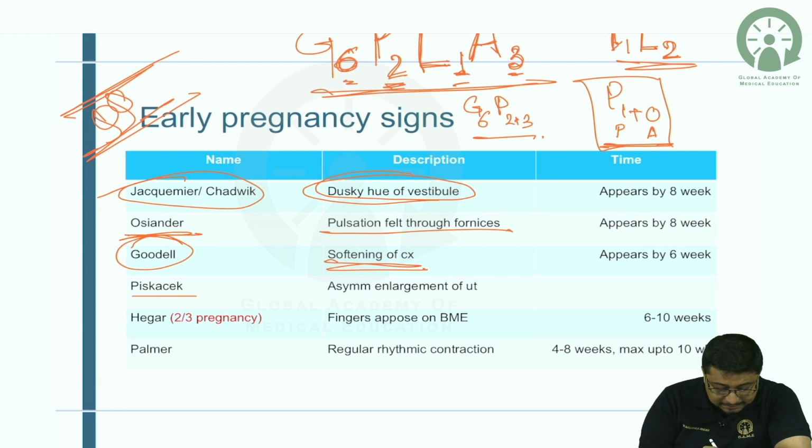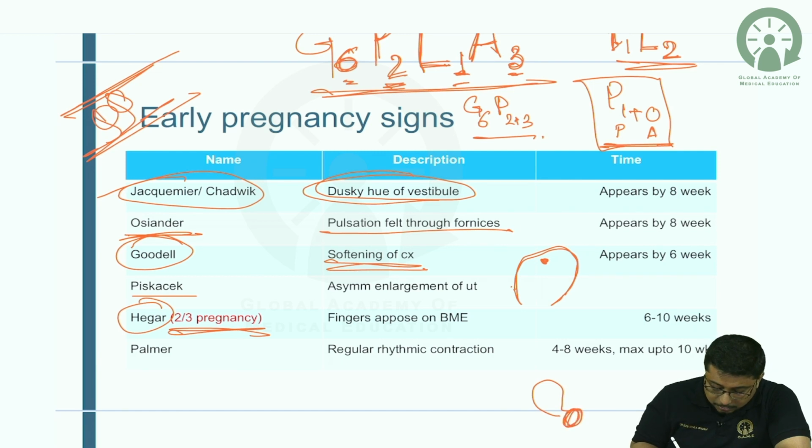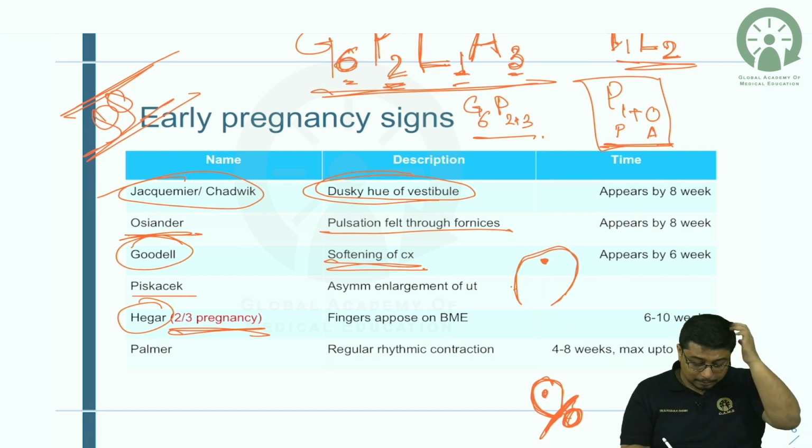What is Piskacek's sign? Piskacek's sign is basically asymmetric enlargement of the uterus, because the implantation is rarely bang on the center of the fundus. It will be slightly on one side, and that will be appreciated. Hegar's sign is seen in 2 to 3% of cases, and it is like the cervix is soft, so the external os is felt as a mass, and the gravid uterus is felt as a mass. So it is felt like 2 balls. That is Hegar's sign.